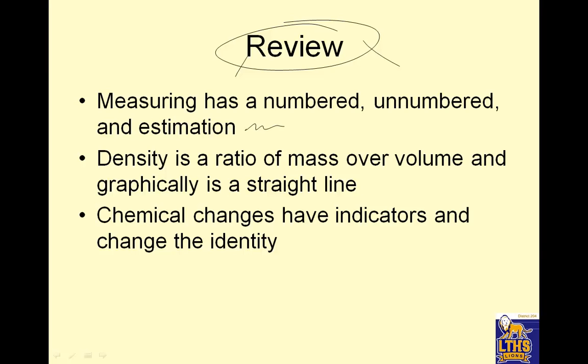Density is a ratio of mass over volume. That means this is the formula. And graphically is a straight line. And density is the slope. Chemical changes have indicators that change the identity.